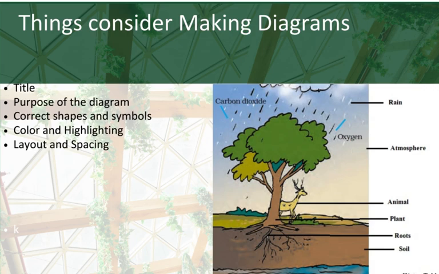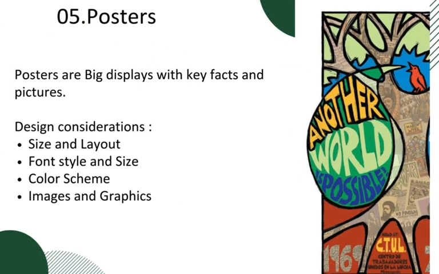Correct shapes and symbols. This makes it easier to understand the diagram. Color and highlighting. Color makes the diagram more engaging and easier to remember. Next topic is posters. Posters are big displays with key facts and pictures.